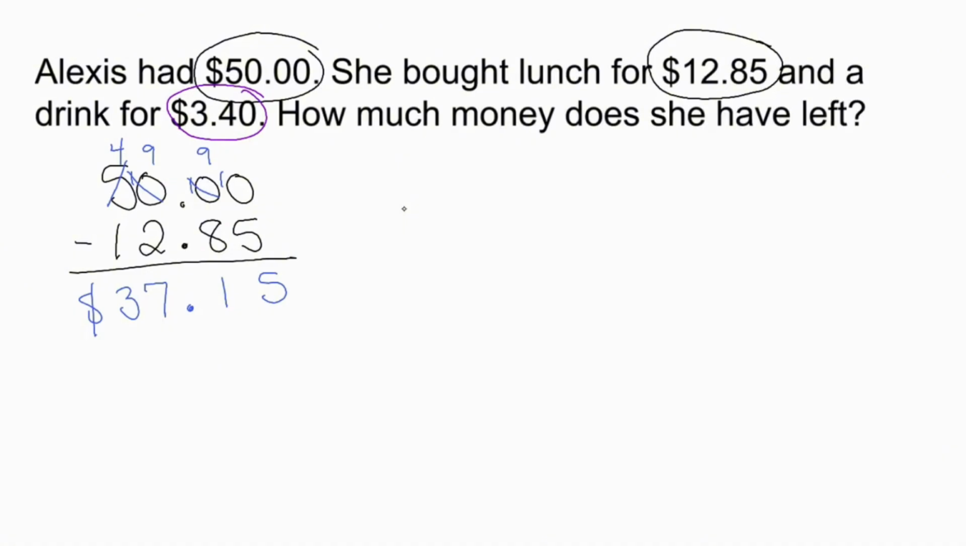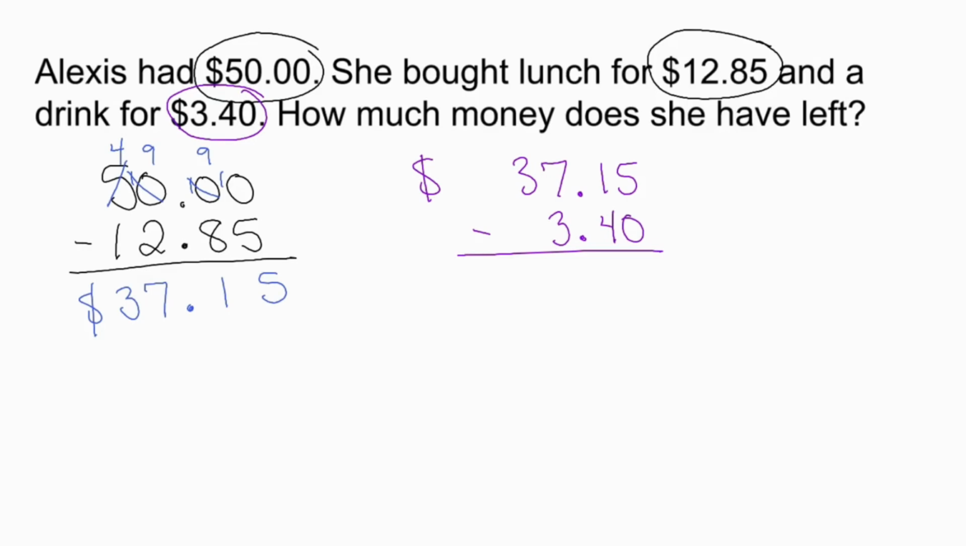$3.40. So we're going to subtract again. We're going to take the money that she has left over, $37.15, and we're going to subtract $3.40. Once again, line up your decimals. 3 goes underneath the 7. 40 cents goes underneath 15 cents, and we subtract. So subtract like normal. Don't forget about your decimal.